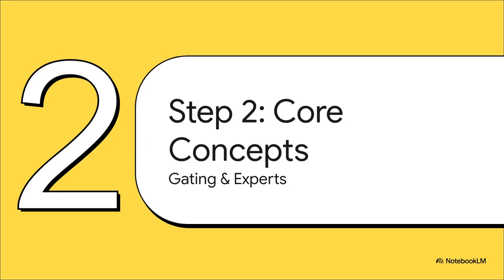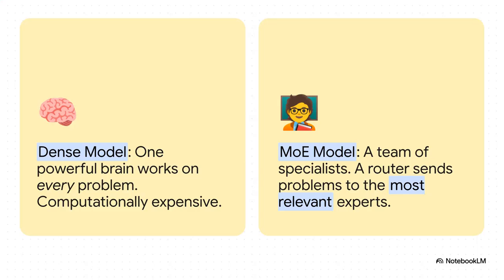Okay, now we're ready for step 2, defining the core concepts. This is where things can get a little technical. But don't worry, the trick is to build up our intuition first. We'll get a gut feeling for it, and then we'll connect it to the formal stuff in the paper. This really breaks it down perfectly.